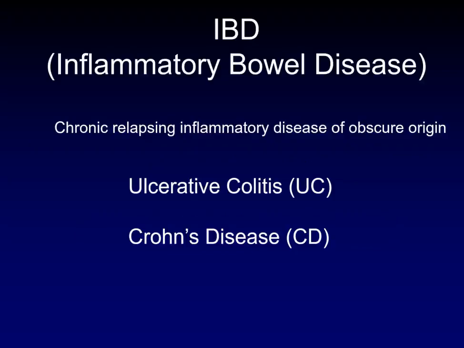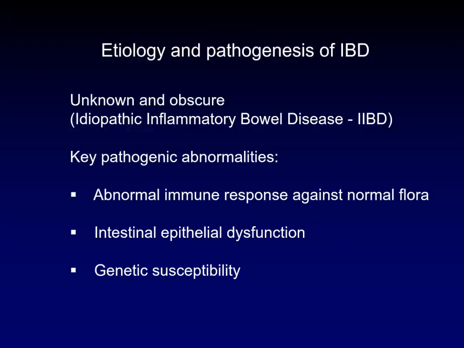These are chronic relapsing inflammatory diseases of unknown origin. They seem to be an abnormal immunologic response, which I believe is discussed in the immunology materials. There are two main forms, ulcerative colitis and Crohn's disease, although there is some overlap between these two. The etiology is unknown, and therefore they're called idiopathic. They are abnormal immune responses with epithelial dysfunction and genetic susceptibility.